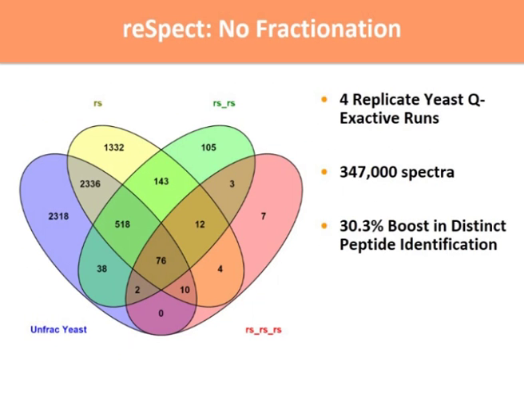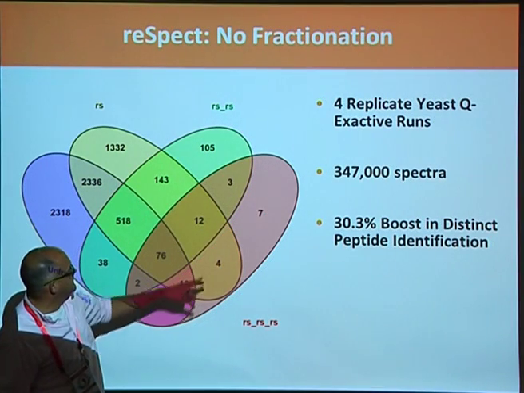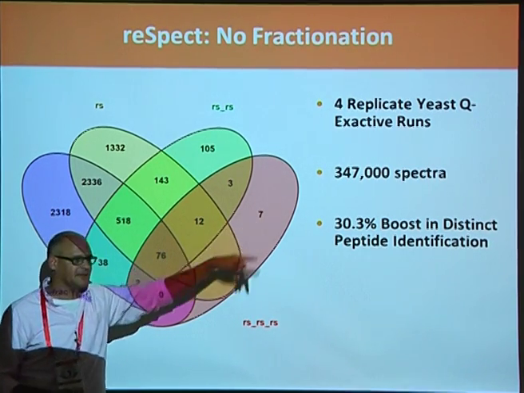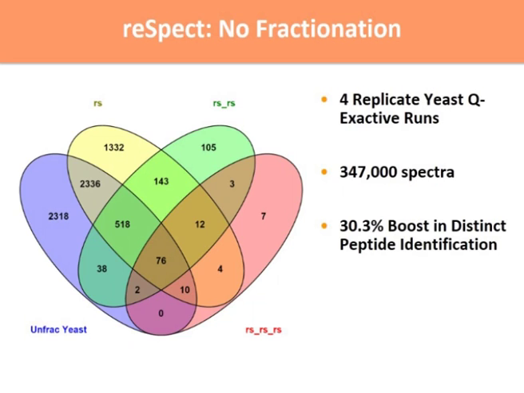And so this is part of the paper publication. This is an unfractionated yeast sample that we had at ISB, and this represents the number of PSMs that were matched in the first pass. This is the second pass, the third, and by the time you get to the fourth pass, you really only identified a handful of things. So it's not like it keeps going that much. This was almost 400,000 spectra, and by using Respect in this manner, we got a 30% boost. We found 30% more peptides.